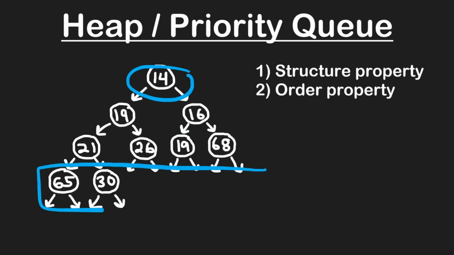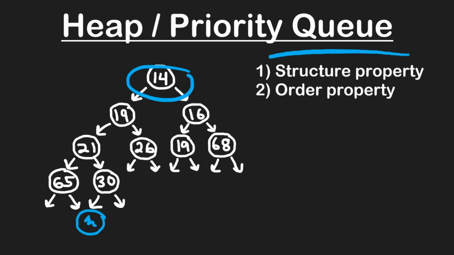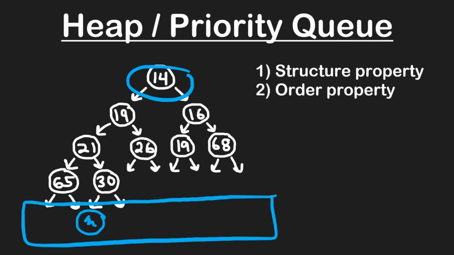Now, the last level here, we can have some missing nodes. That's perfectly okay. But if we insert a node over here now, regardless of the value, tell me, is the structure property satisfied? Definitely not, because while the last level has some missing nodes, that's okay.